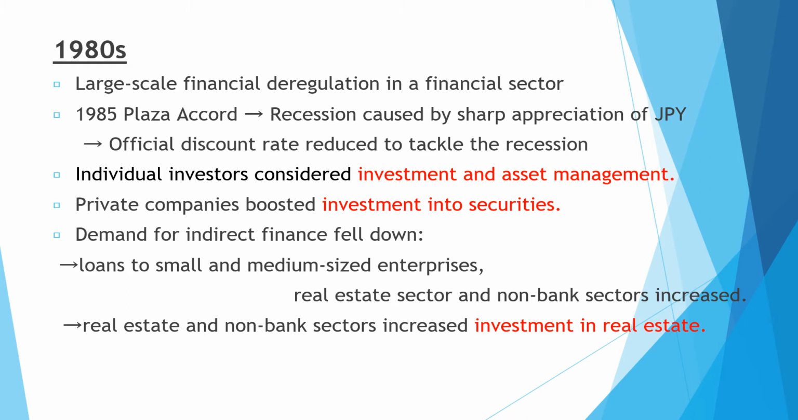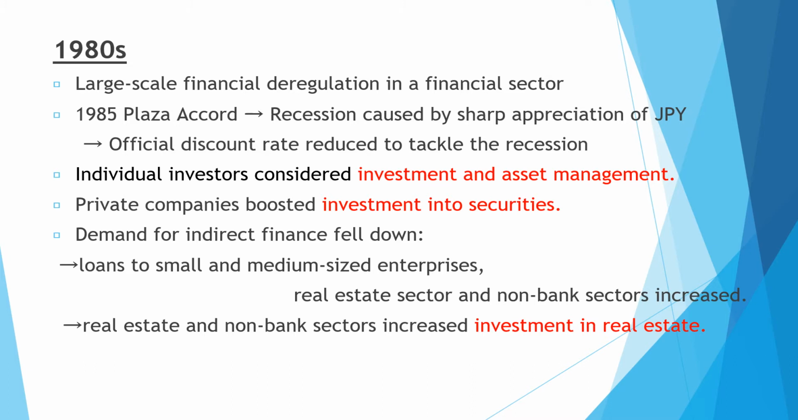Next, the 1980s. In the 1980s, large-scale financial deregulation was promoted. By the amendment of the Foreign Exchange Act in 1980, executing capital transactions came to be basically free. Furthermore, the Banking Law Amendment in 1982 deregulated financial institutions' activities. After the Plaza Accord in 1985, while the official discount rate was reduced 4 times as a measure to tackle recession caused by the sharp appreciation of the Japanese yen, more and more individual investors considered investment and asset management.